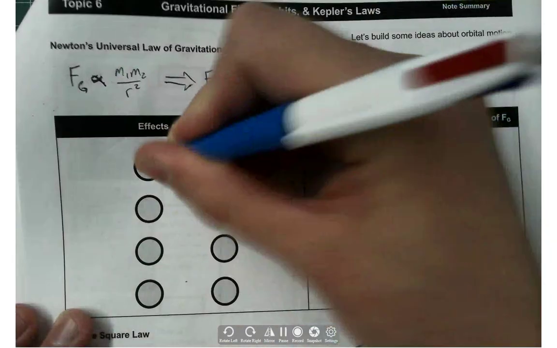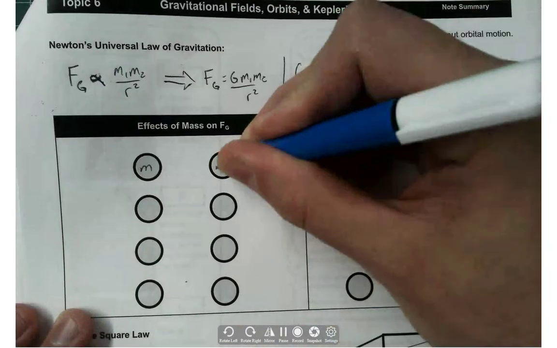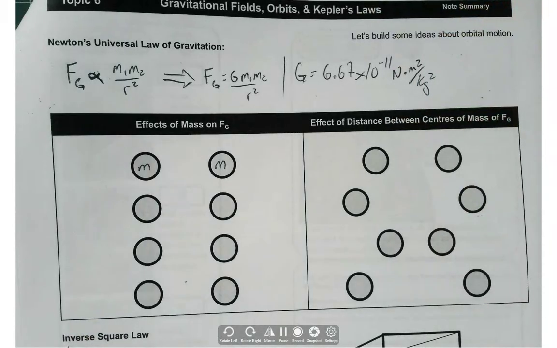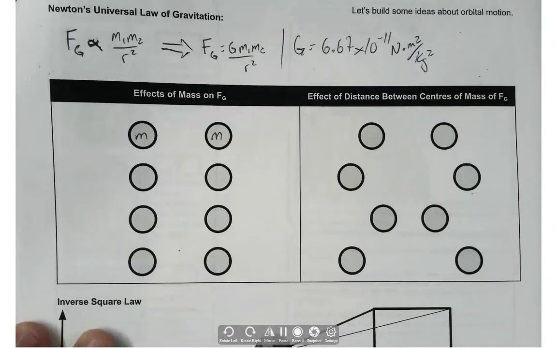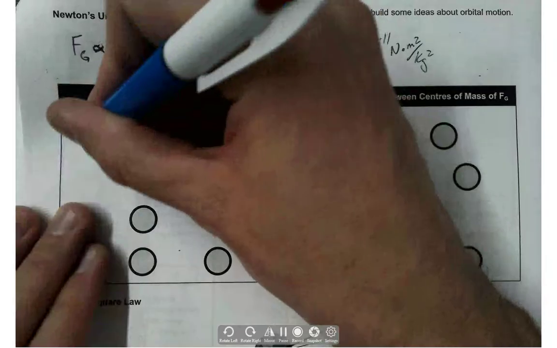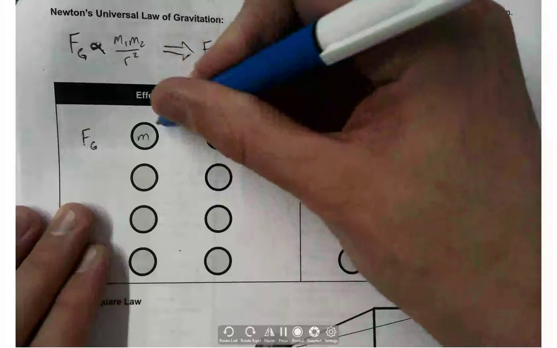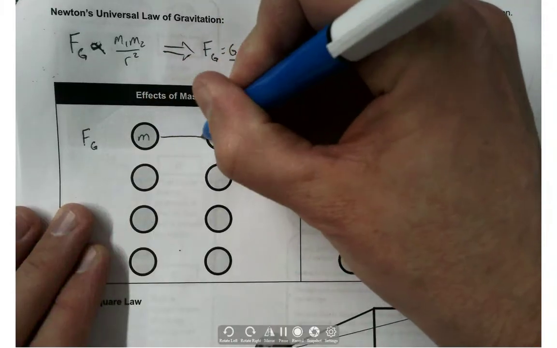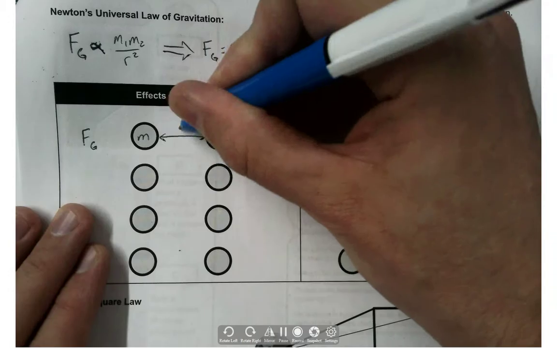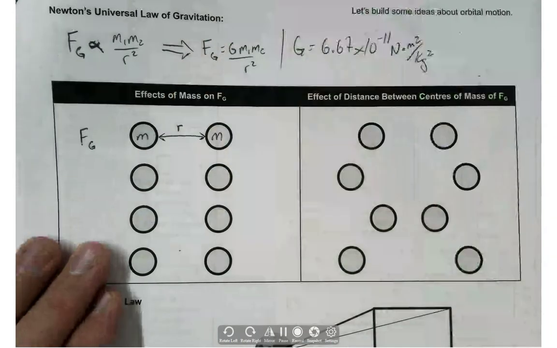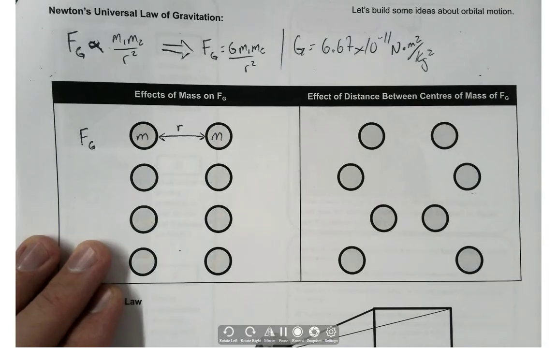And what we could say is that if I have mass on one side and mass on the other, I'm just going to write them both as lowercase m to indicate that they're the same mass. Let's just say that those two masses experience a mutually attractive force when their centers are r apart. They would experience a force of Fg.